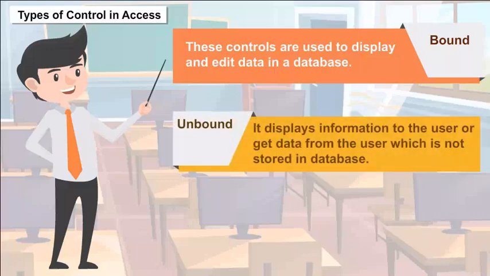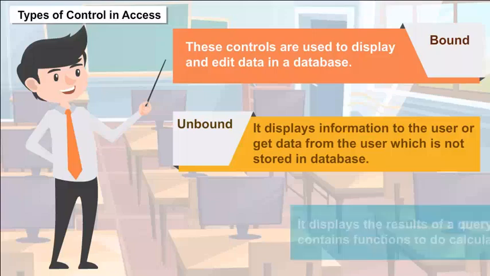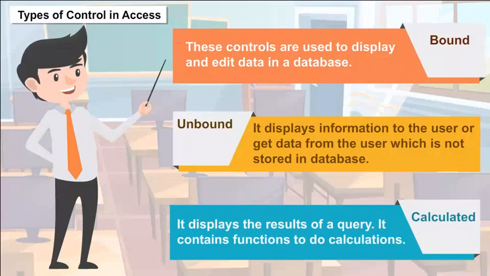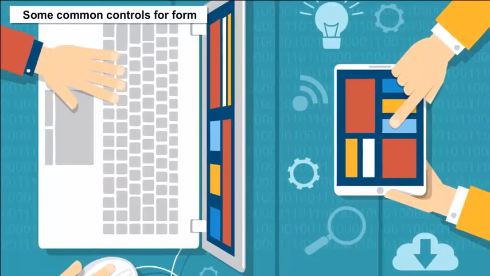Unbound. It displays information to the user or gets data from the user which is not stored in the database. Calculated. It displays the results of a query. It contains functions to do calculations. Some common controls for forms.